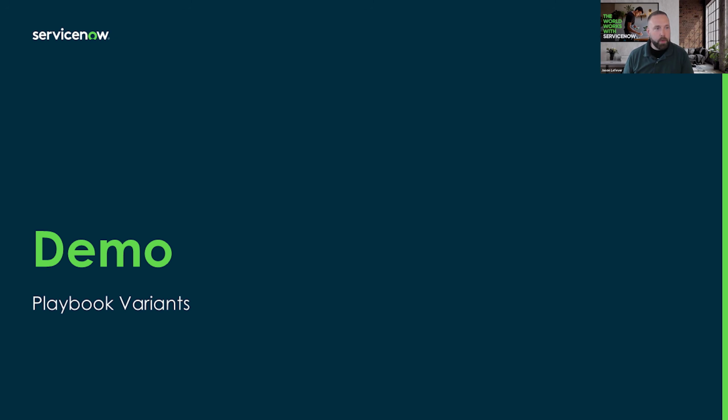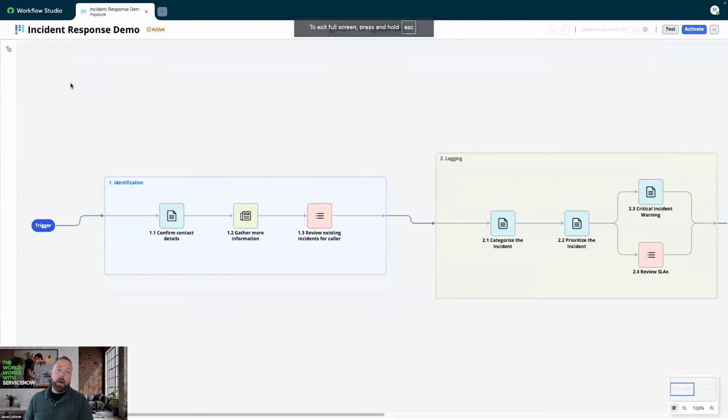Cool. So I'm going to jump out of our presentation for a moment. We'll do a quick demo of the variants feature, and then we'll come back to do some wrap up. All right, excellent. So I've started with my incident response demo process. This is part of the Process Automation Experience Demo Store app, so feel free to install it. And this showcases a number of our playbook features. So it's a good example of how a playbook may be implemented and good use of the content, the out-of-the-box activities that are available.